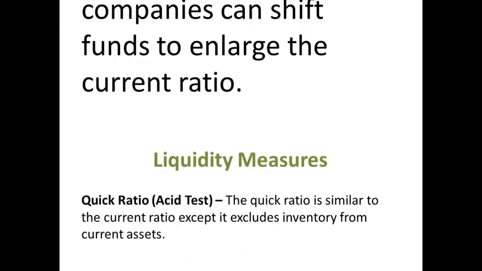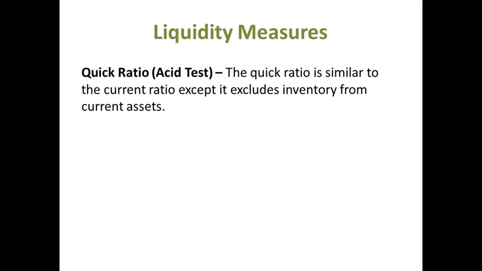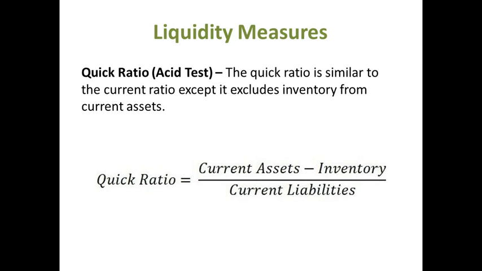The quick ratio, or acid test. The quick ratio is similar to the current ratio, except it excludes inventory. This is because inventory is not as liquid as other items such as cash. The purpose of the quick ratio is to measure whether or not a company could pay off its current liabilities if they were to come due today. The quick ratio is calculated as current assets minus inventory over current liabilities.